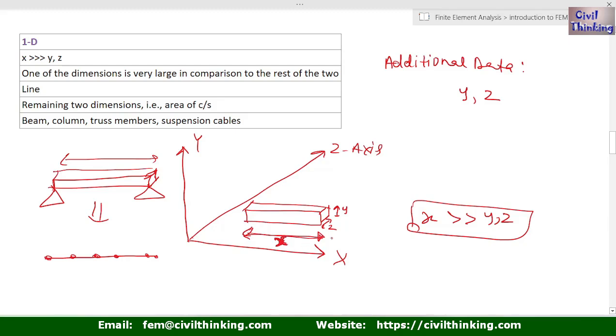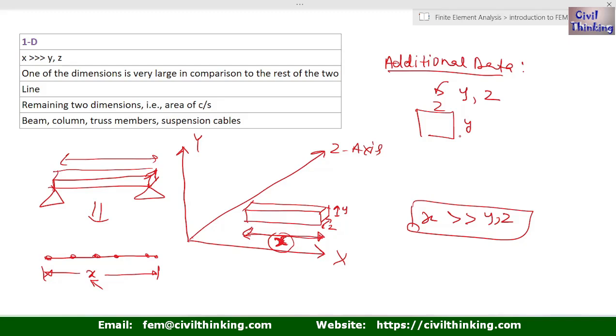Then y and z are not defined the same way as this. So first we create the length in the geometry, we provide this length, because the x length is the length of the line. So in the geometry we draw and provide this dimension. Then as additional data we provide the cross section, for example, this is y and this is z. Then in the additional data we provide y and z details, the cross section details.